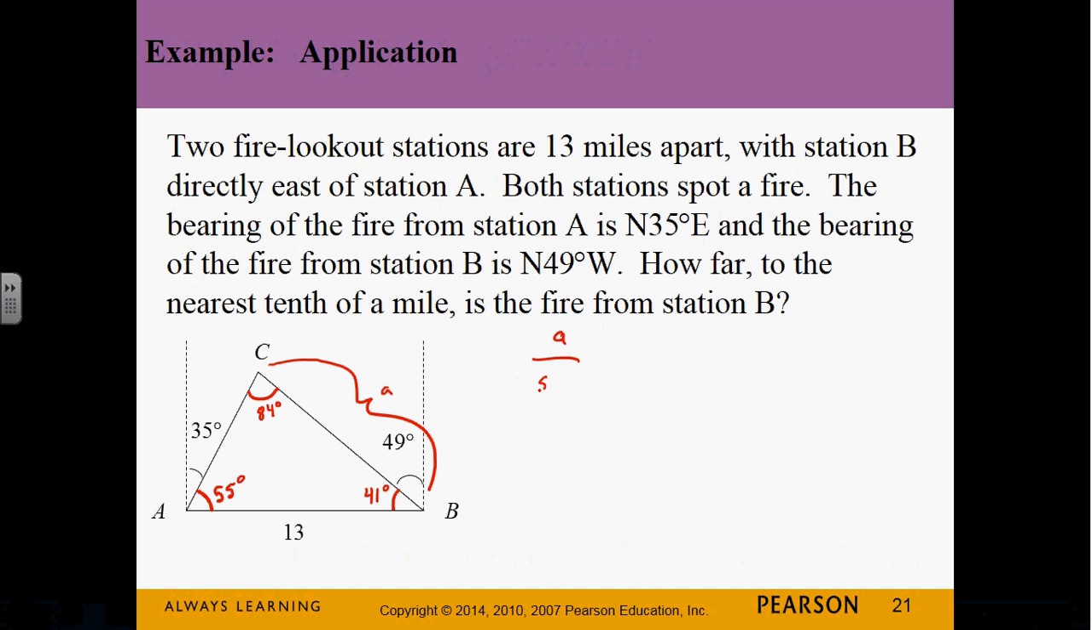So a over sine A equals c over sine C. So a over sine of 55 degrees equals 13 over sine of 84 degrees. Multiply both sides by sine of 55. If we multiply that out, 13 times sine of 55 divided by sine of 84, 10.7 miles.